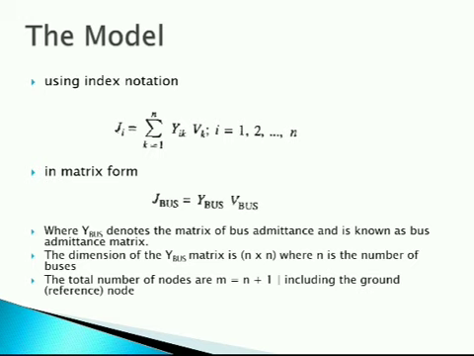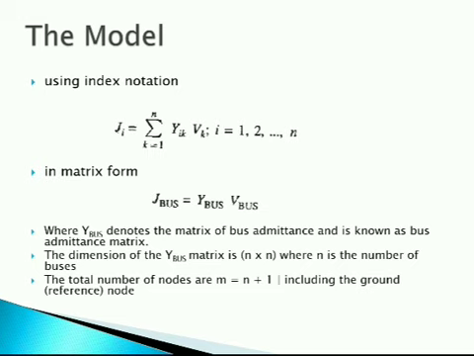In this formulation, Y bus denotes the matrix of bus admittance and is known as the bus admittance matrix. The dimension of Y bus is n cross n, where n is the number of buses. The total number of nodes should be m equal to n plus 1, including the ground reference node. So let us say that we have a 5 bus system.